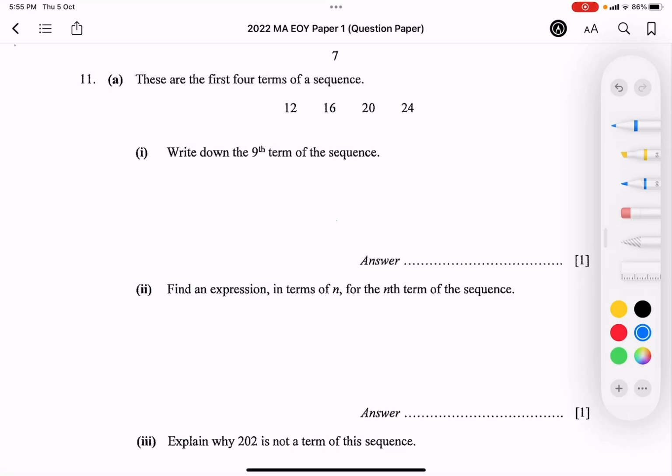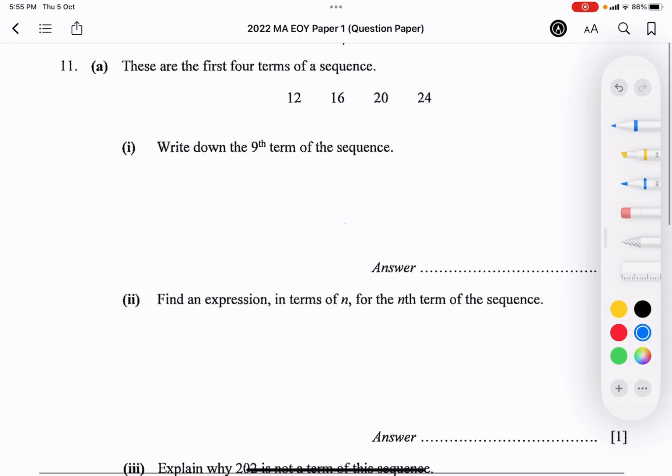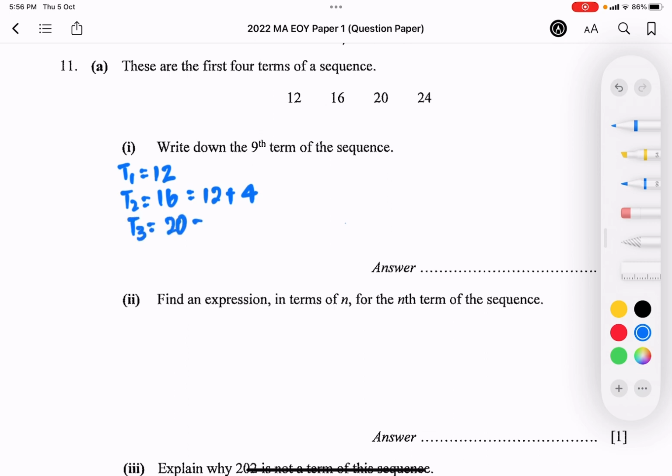In this sequence, there are 4 terms right at the start, which are 12, 16, 20, and 24. So let's try to rewrite them in this form first. So T1 is the first term, T2 is 16, which is the second term, which you notice there is a relationship between the first and the second term in this manner. And the third term is 20, which you can see that it is another 4 units more than the previous term. So it is like 4 times 2. And T4 is actually 24, which we can also deduce that it is actually 12 plus 4 times 3.